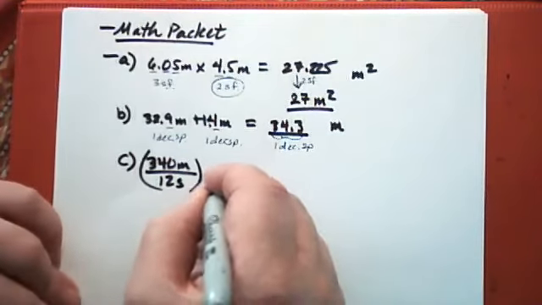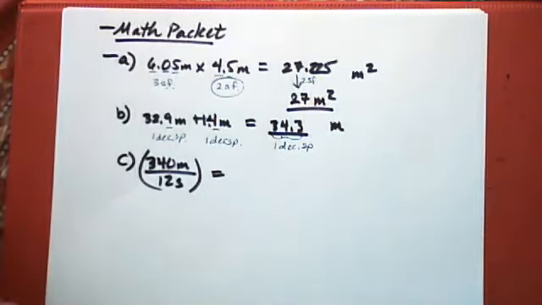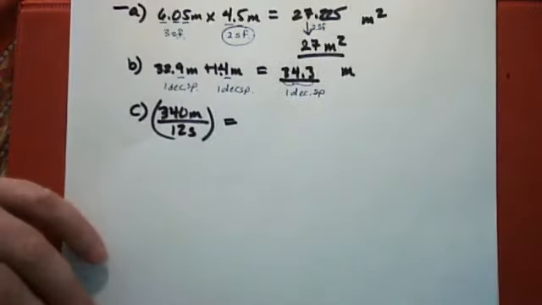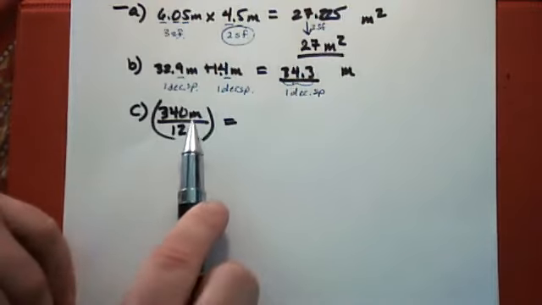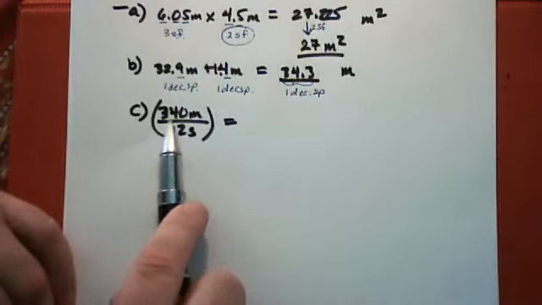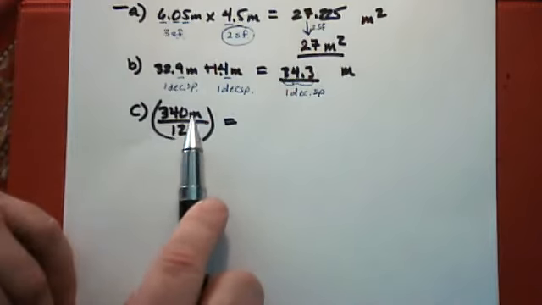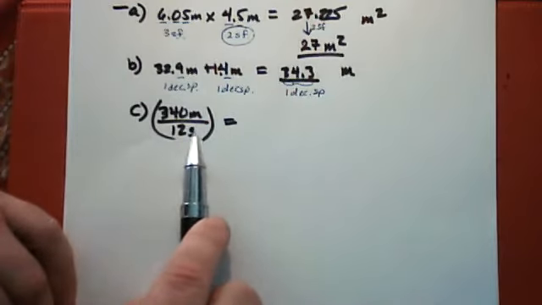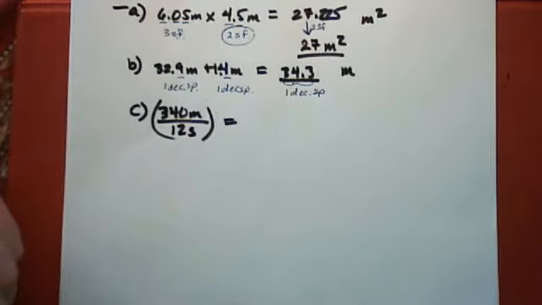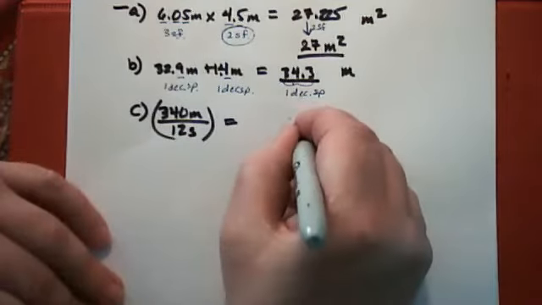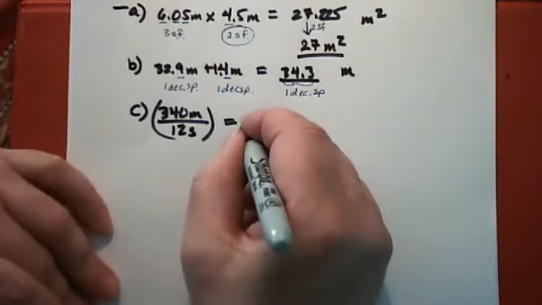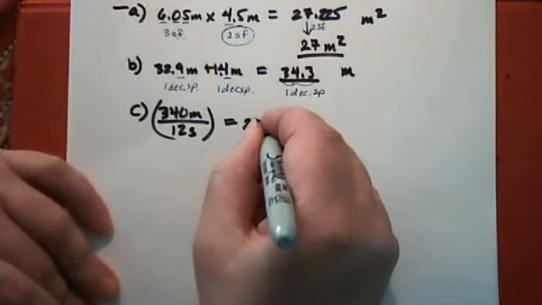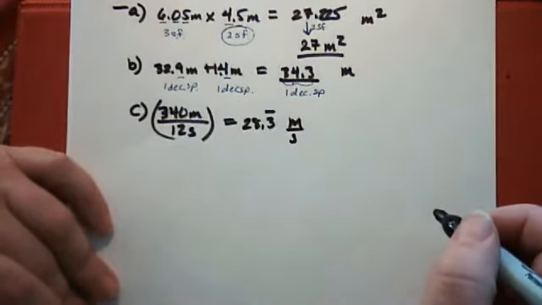Okay, in division, like for instance 340 meters over 12 seconds, what we're doing here is calculating a speed or a velocity, which is distance divided by time. So this object, whatever it is, covered 340 meters in a time of 12 seconds. And the units will end up being meters per second. And when you take 340 divided by 12, you get 28.3 repeating.